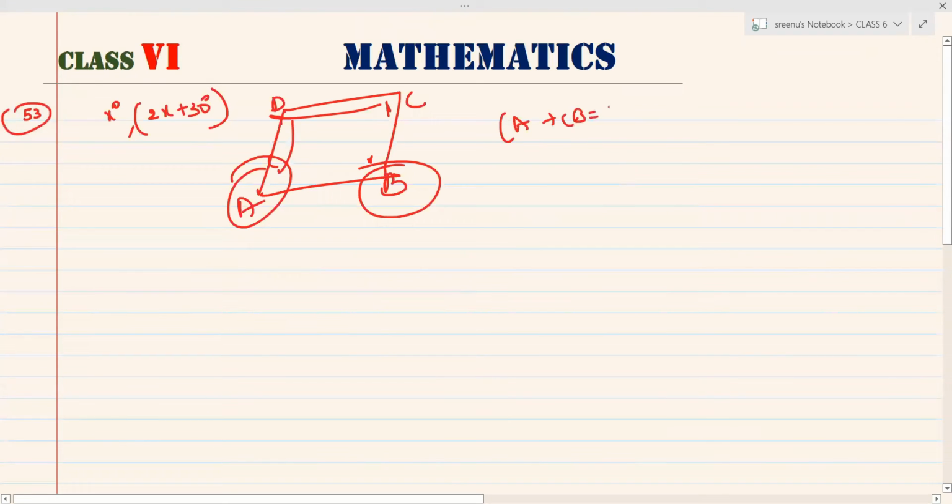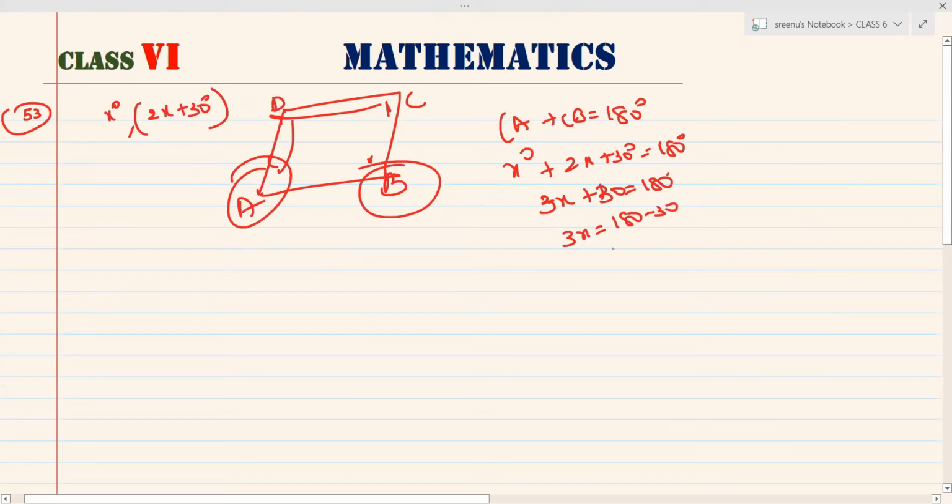Let's take angle A plus angle B is equal to 180 degrees. Angle A value is x, and the B value is 2x plus 30. x plus 2x is 3x. 3x is equal to 180 minus 30, which is 150. So x is equal to 150 over 3. We get 50 degrees, right?